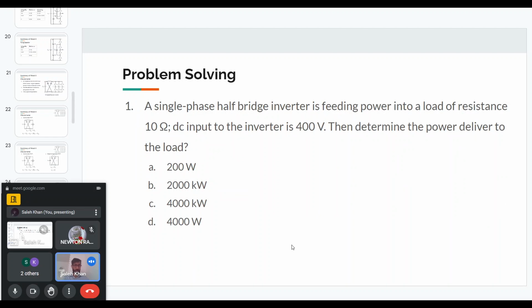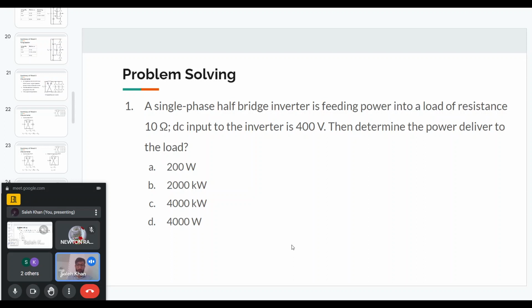So now let us come to problem solving, the problems that we have to solve in this case. The first problem is that we have a single phase half bridge inverter which is feeding power to a load resistance of 10 ohm. The DC input to the inverter is 400 volts. The question is asking to determine the power that is delivered to the load.